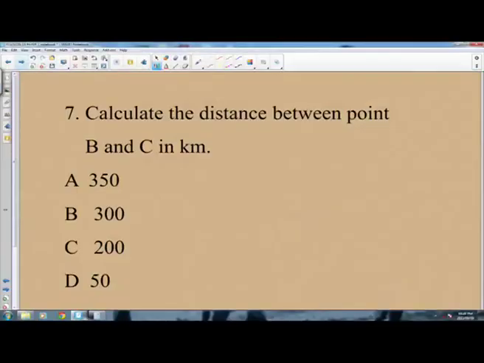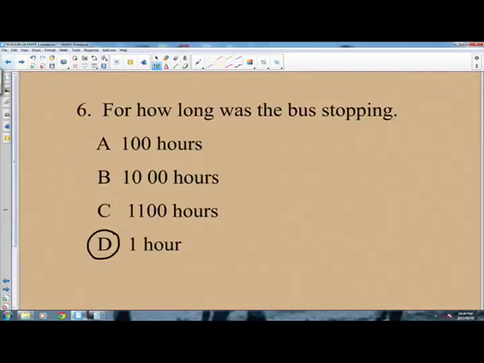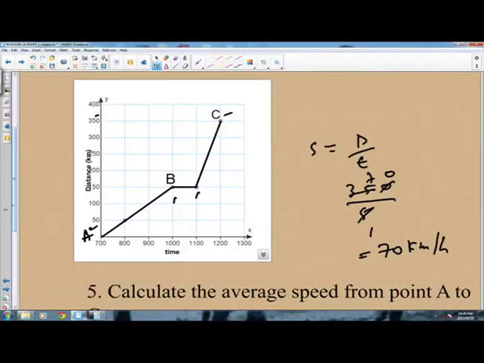Question number 7. Calculate the distance between point B and C in kilometers. So this question is saying you have to find the distance between point B and C, and that distance should be in kilometers. So let's refer back to the graph. Distance between B and C. We have to find the distance from this point up to C.